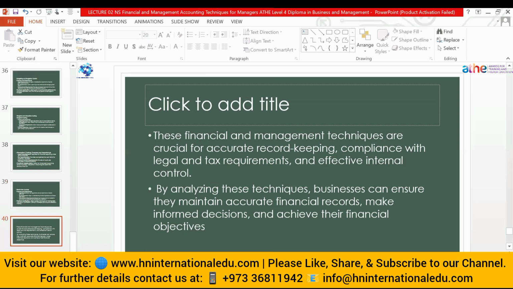These financial and management techniques are crucial for accurate record keeping, compliance with legal and tax requirements, and effective internal control. Now, these were the three main components which you will also be discussing in your answers from the assignment brief, because these three points were important: the purposes of the financial records affiliated with the financial and the management accounting. By analyzing these techniques, businesses can ensure they maintain accurate financial records, make informed decisions, and achieve their financial objectives.